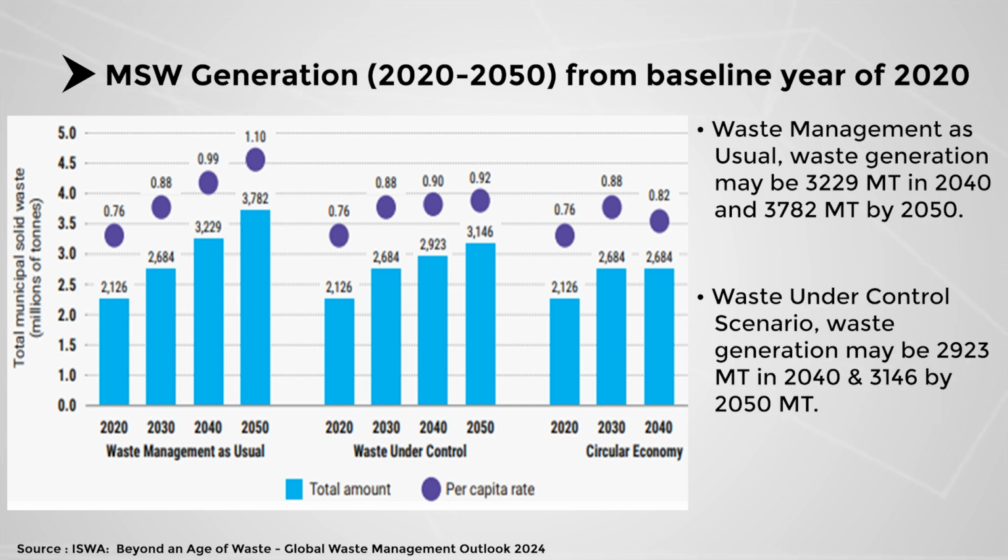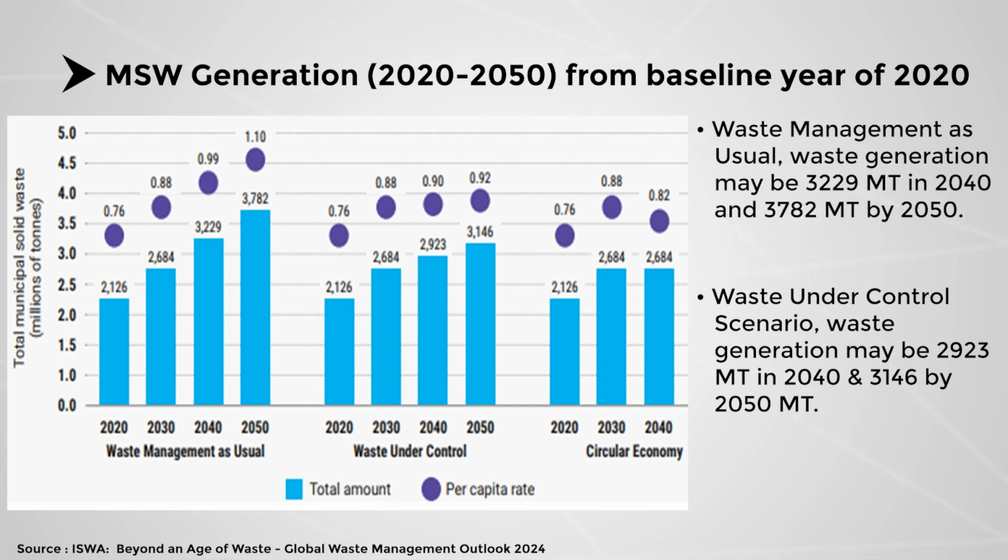But in the next situation, that is waste under control, the waste generation quantity may be reduced. The waste generation may be 2,923 million tons by 2040, and it will be around 3,146 million tons by 2050.